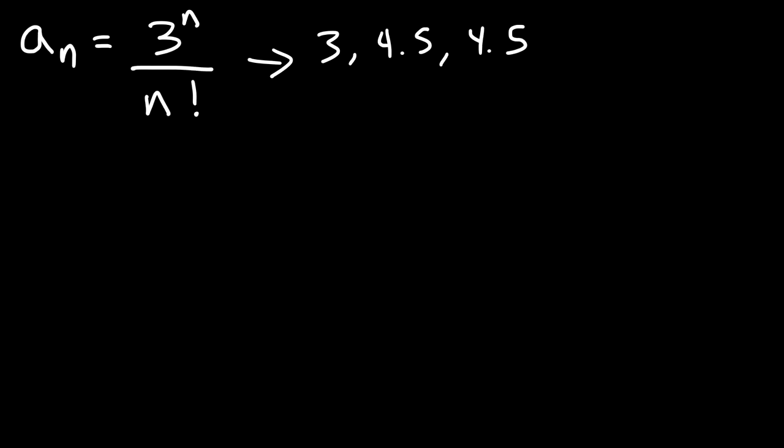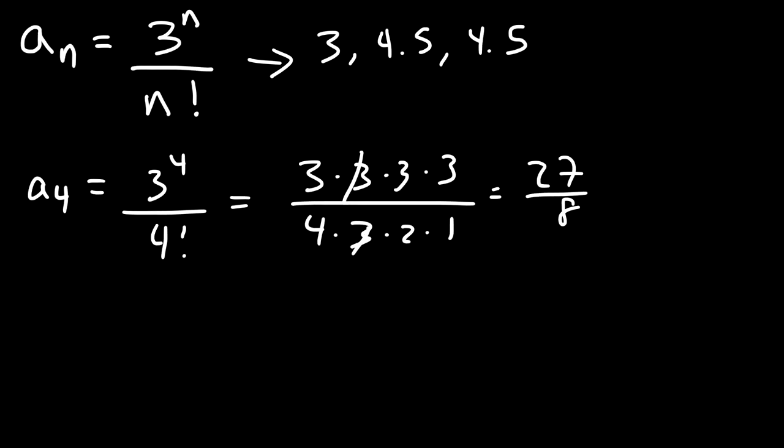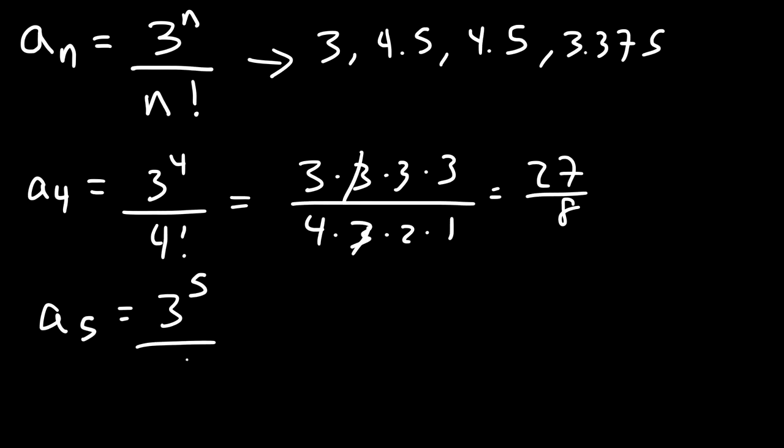Now let's move on to the fourth term. So 3 to the fourth power over 4 factorial. So we're going to multiply 4 3's, and 4 factorial is 4 times 3 times 2 times 1. So this becomes 27 over 8. And 27 over 8 as a decimal, that's about 3.375. Now looking at the fifth term, so that's 3 to the fifth over 5 factorial.